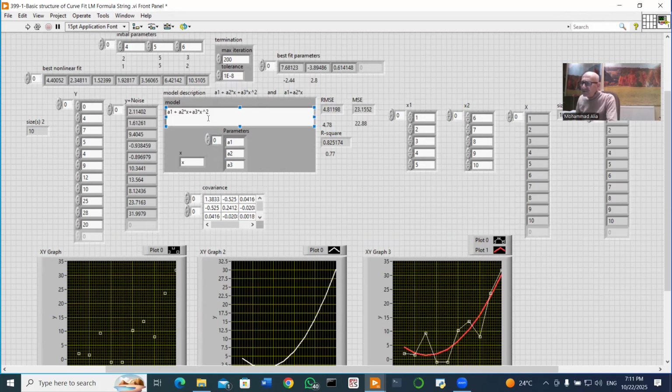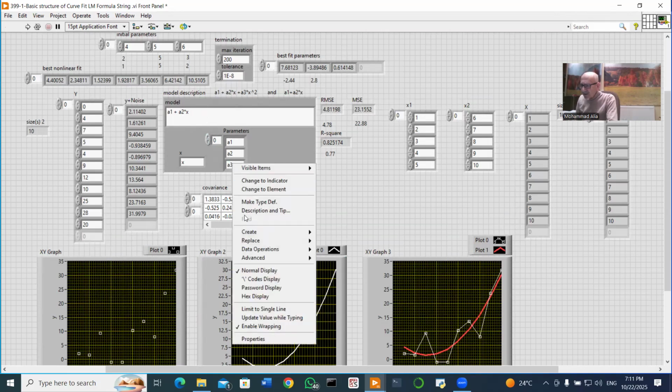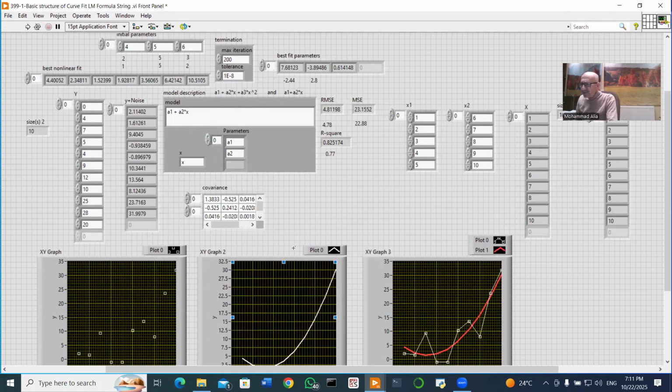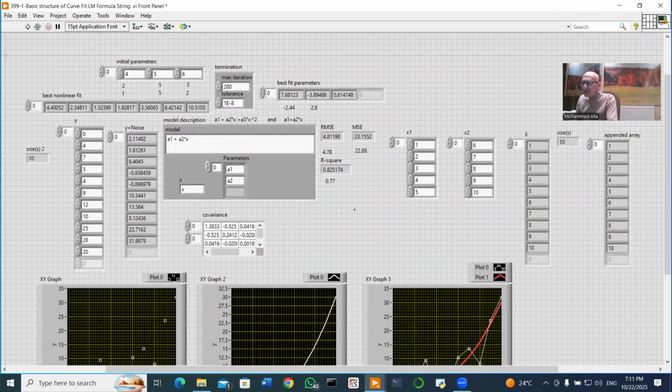So simply I have to cancel the third term. If I cancel this term, now I have A1 and A2, so I have to delete A3 here. I right-click in it and go to data operations, delete element. Now the third element is deleted. It seems to me that everything is okay.